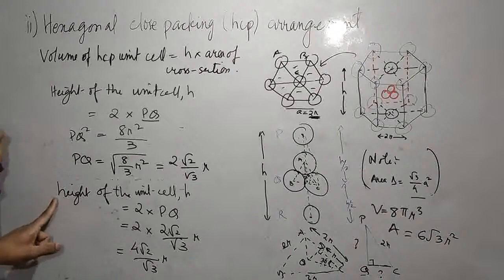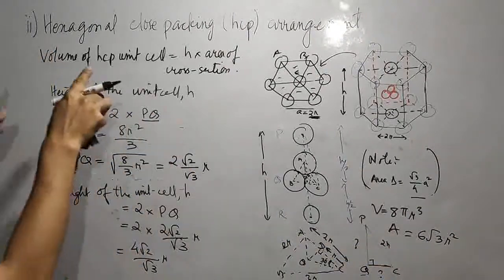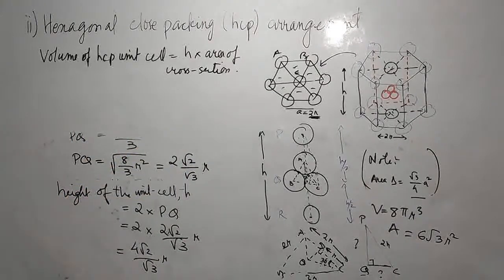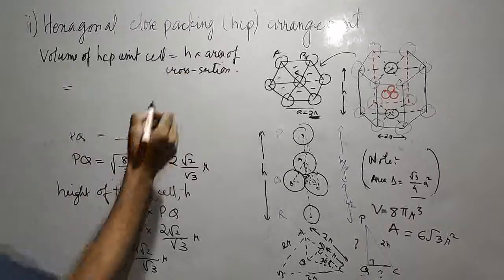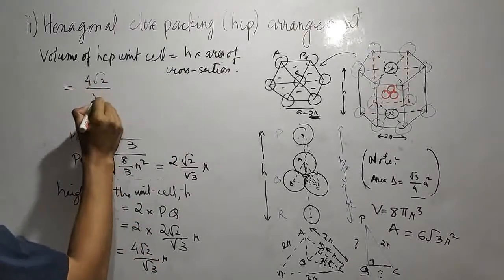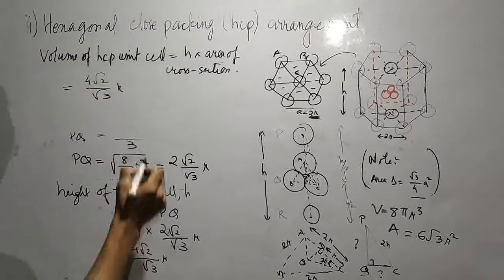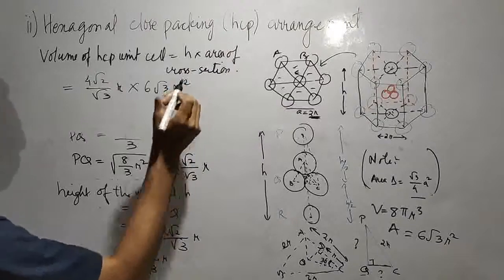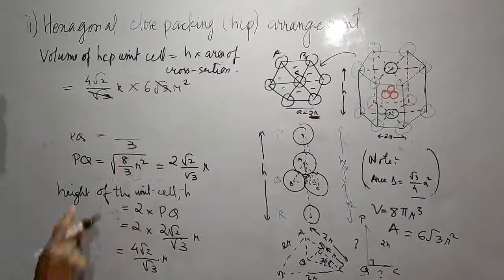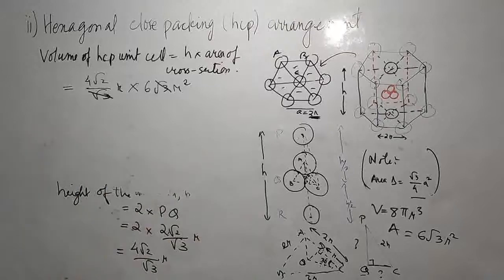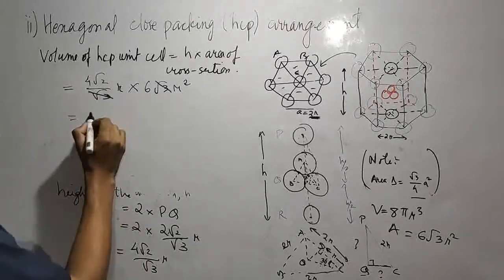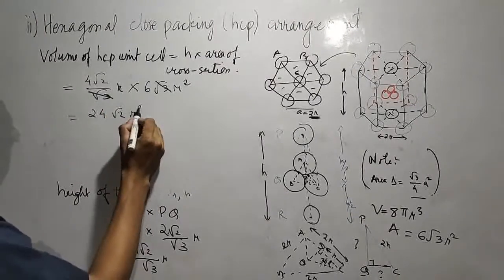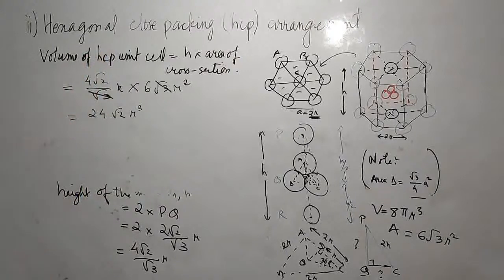Then we put the values of height and area of cross section in the volume. So you write this again in the next step. Height is 4 root 2 by root 3 r multiplied by area, which is 6 root 3 r square. Root 3 gets cancelled, isn't it? Then 4 times 6 is 24, root 2, and r into r square will be r cube. So this is the volume of the unit cell.